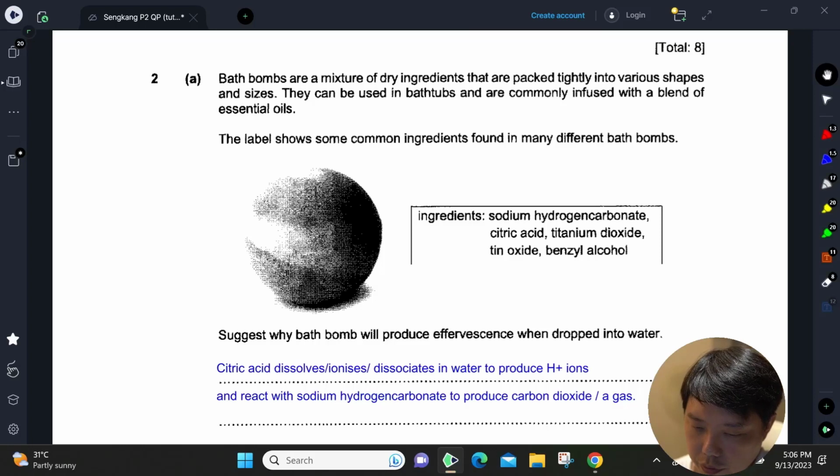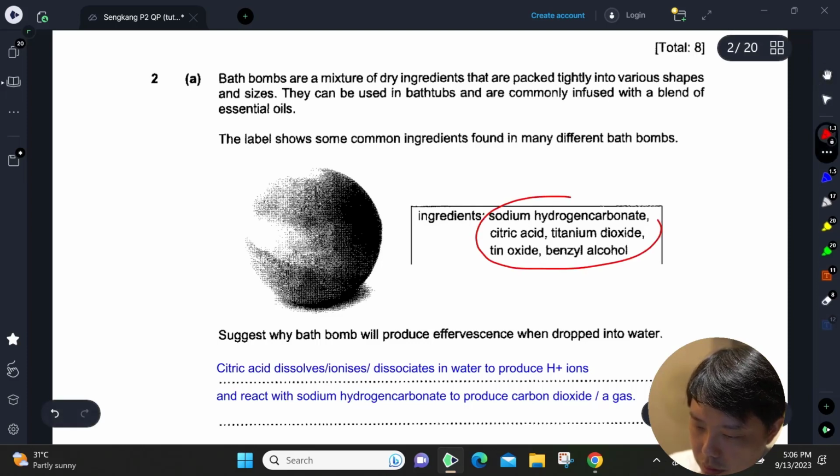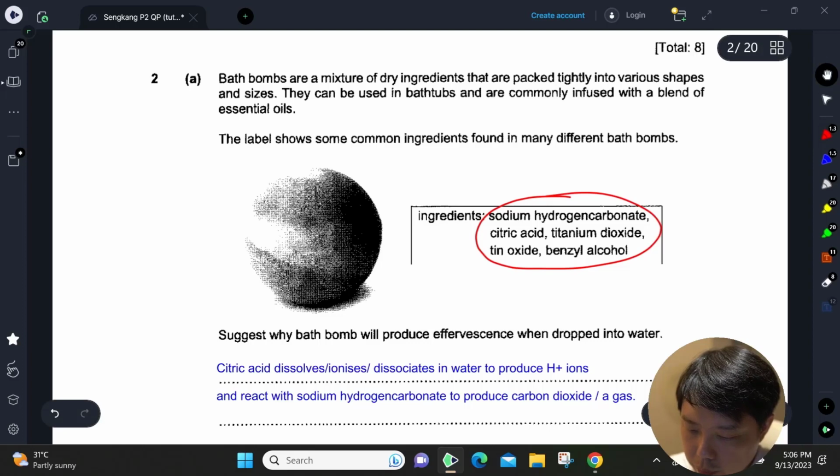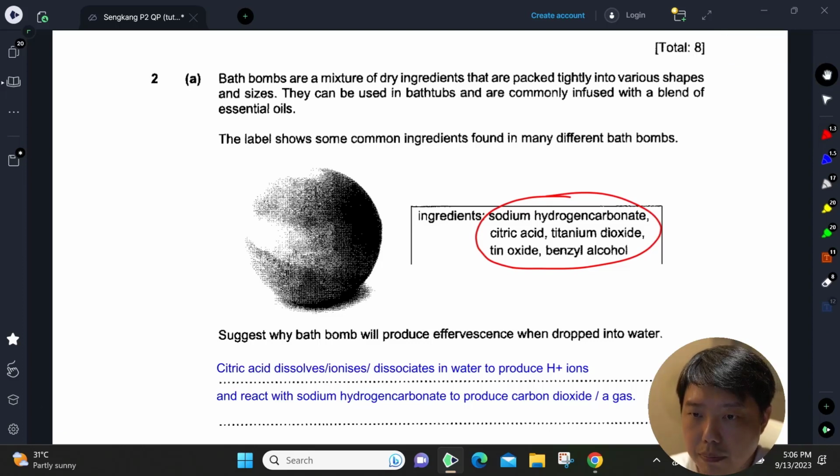All right, let's continue with question 2a. So this question is about bath bombs, which have all these ingredients listed inside. First question suggests why bath bomb will produce effervescence, which is bubbles, when dropped into water.